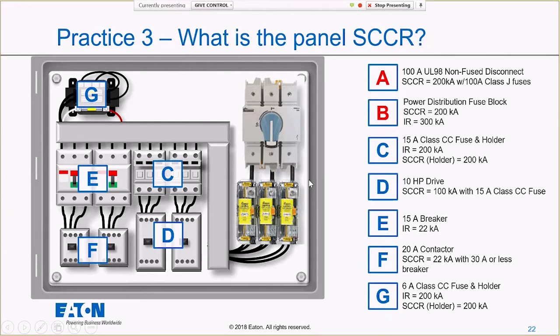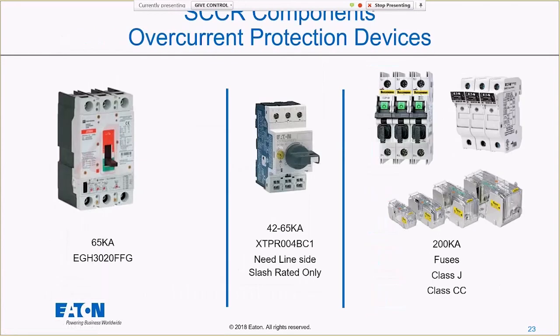Now we're at the point where my panel short circuit current rating is going to be based on my branches. So let's talk a little bit about the protection in my branches. Obviously, the big thing in my branch is that I can't go higher than the lowest interrupting rating. So it's really important that whatever I'm using in there has a high interrupting rating. I can use breakers. Just note that if I want a 65 kA rated panel, I'm going to have to get a 65 kA rated breaker.